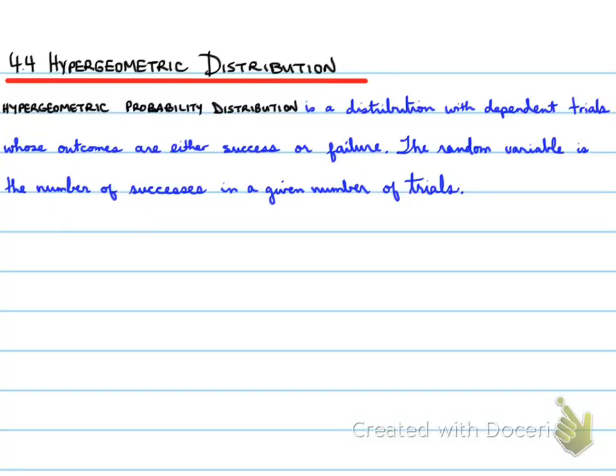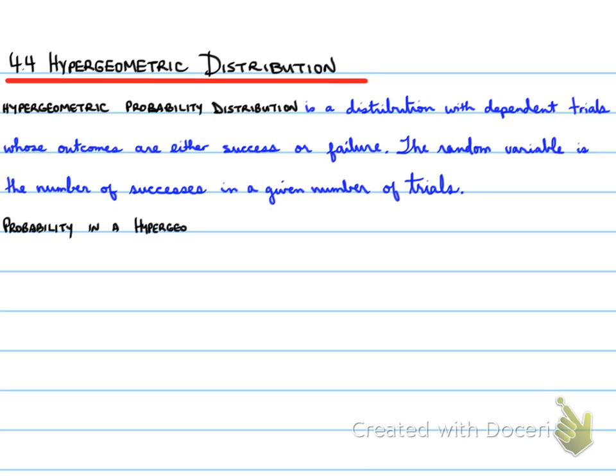Okay, hypergeometric probability distribution. Hypergeometric probability distribution is a distribution with dependent trials whose outcomes are either success or failure. The random variable is the number of successes in a given number of trials.